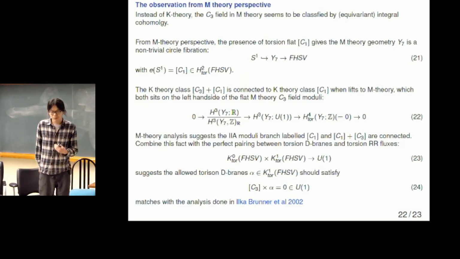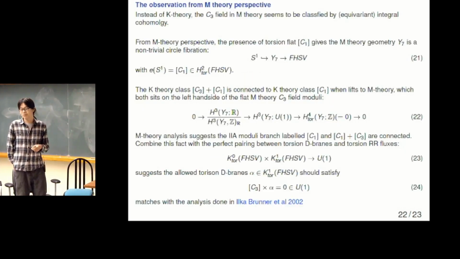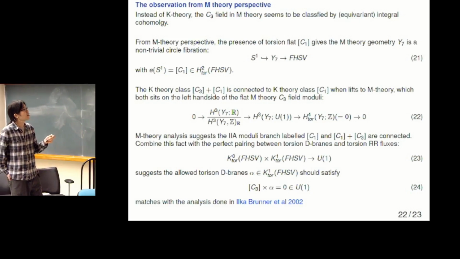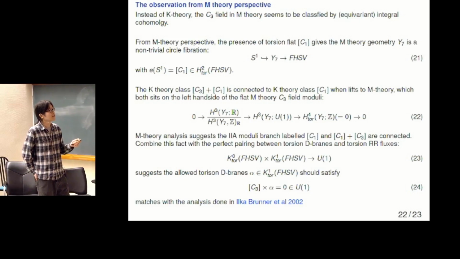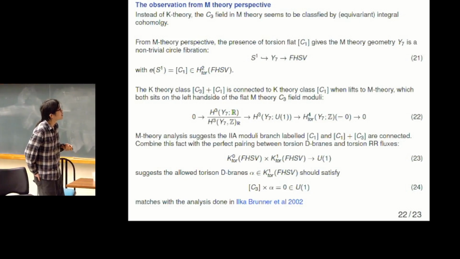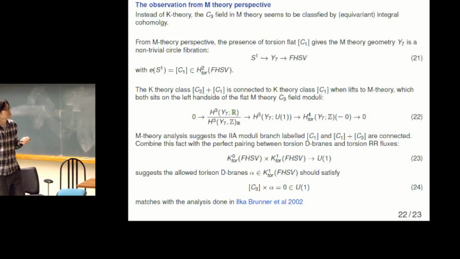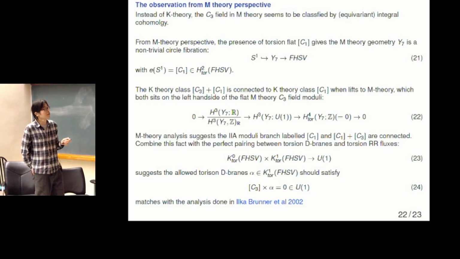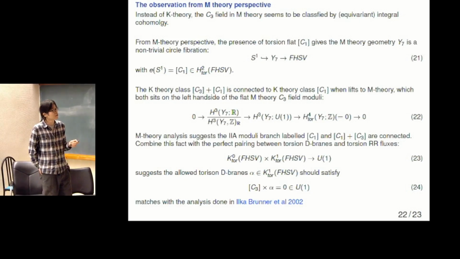In the last page, I want to provide an M-theory perspective to justify the observation made in Ilka and her collaborators' paper. First, realize that instead of K-theory, the C3 field in M-theory seems to be classified by an equivariant or differential refined version of integral cohomology. And from the M-theory perspective, the presence of the torsion flat C1 will uniquely fix the M-theory 7-dimensional manifold, which is a circle fibered over FHSV, with the circle fibration characterized by this flat C1 background.